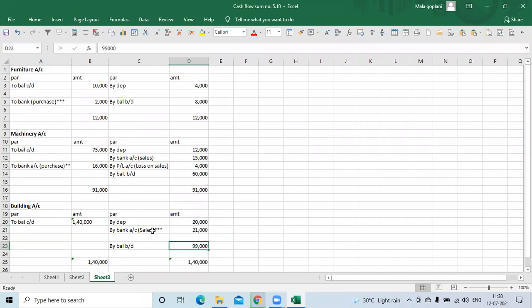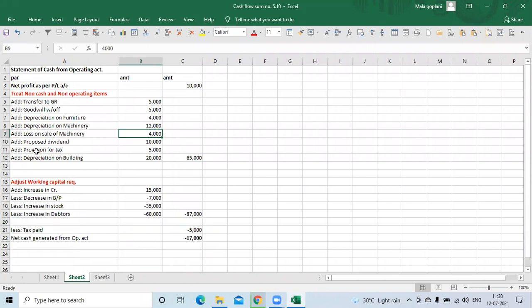Two. Come on, tell me, depreciation, where will it go? Non-cash and non-operating. Add or less? Add. Come on, do it. Write down: add depreciation on building, 20,000, inner column.